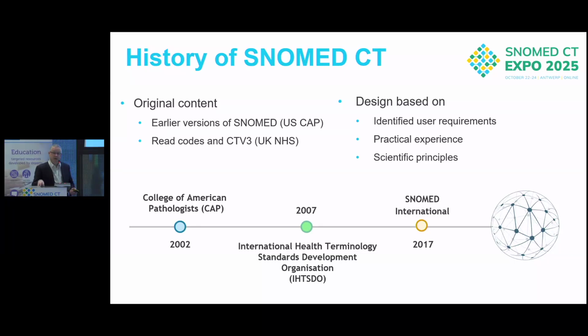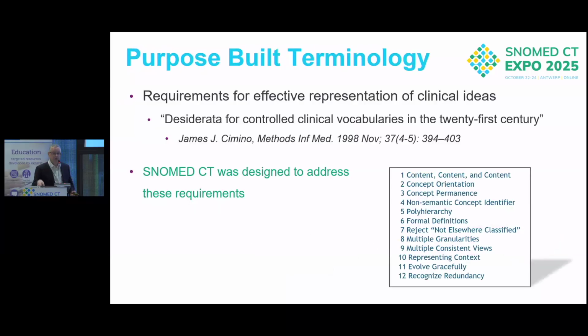And one of the key aspects from learning from past terminologies was a paper written by James Cimino, which outlined at the time 12 different things that need to happen for a terminology to be a good terminology. And SNOMED meets all those 12 requirements. In fact, it met 3 other requirements as well to do with interoperability and suchlike. So it was designed from past history to meet the needs of what we need.